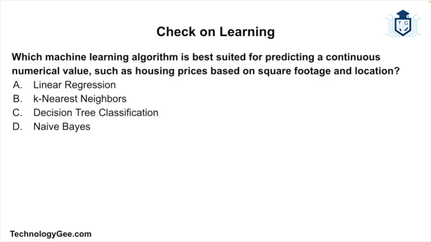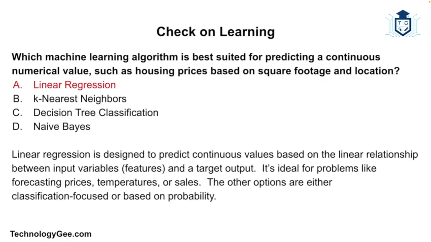So, our first question is, which machine learning algorithm is best suited for predicting a continuous numerical value, such as housing prices based on square footage and location? Would this be linear regression, K nearest neighbors, decision tree classification, or naive Bayes? And the correct answer is this will be linear regression. So, linear regression is designed to predict continuous values based on the linear relationship between input values of your features and a target output. It's ideal for problems like forecasting prices, temperatures, or sales. The other options are either classification focused or based on probability.